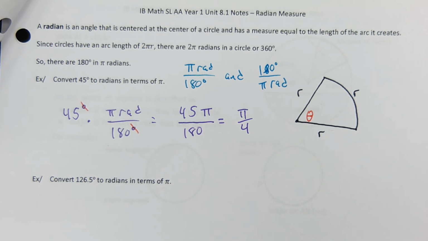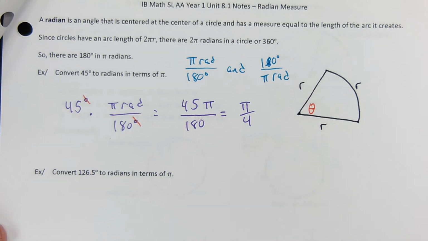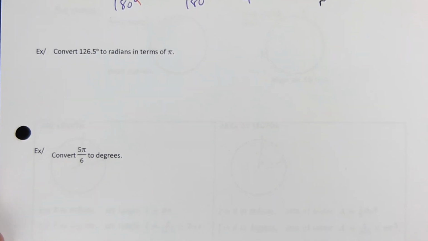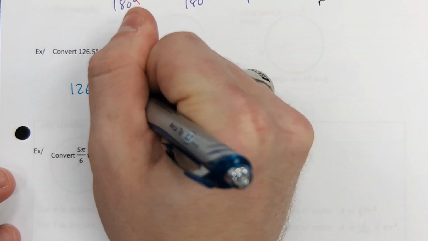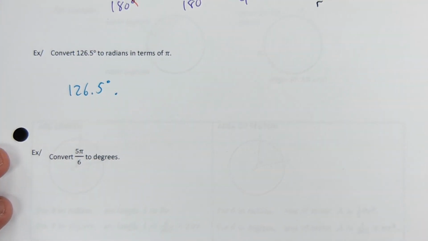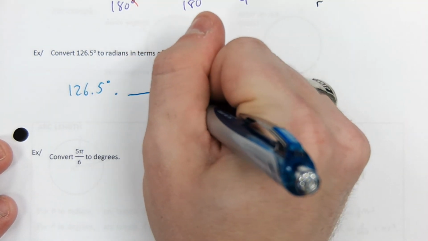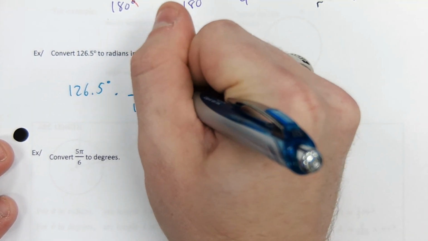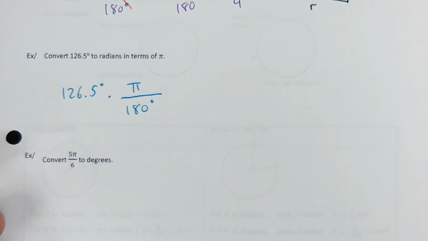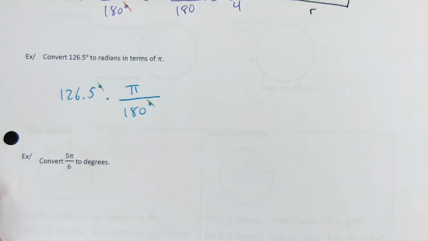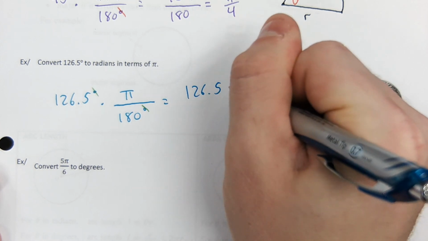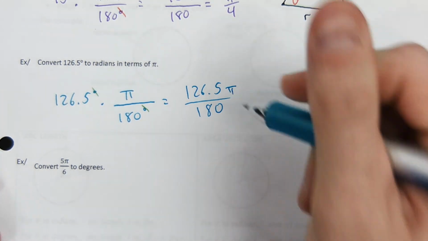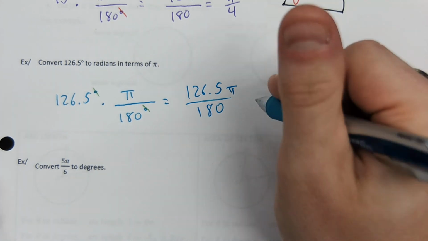Okay. Convert 126.5 degrees to radians, also with a pi in them. So again, because I'm going to be trying to get rid of degrees, I need degrees in the numerator. I don't feel like writing rad, so I'm just going to write pi. It's assumed. And you get 126.5 pi over 180.